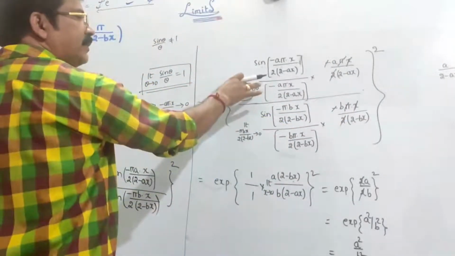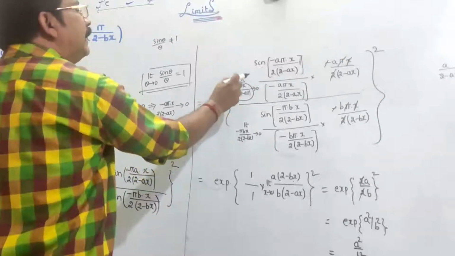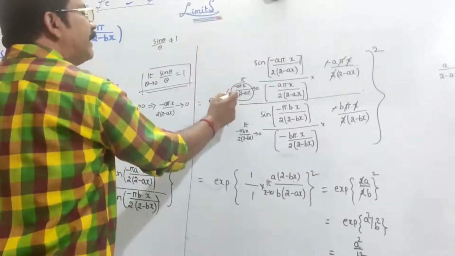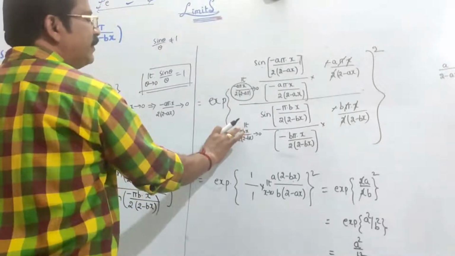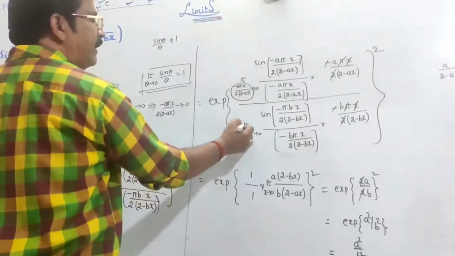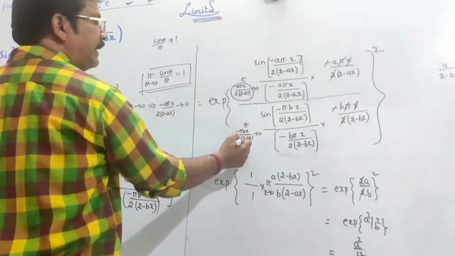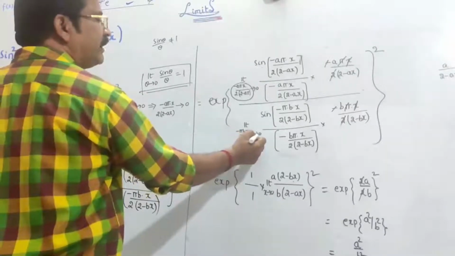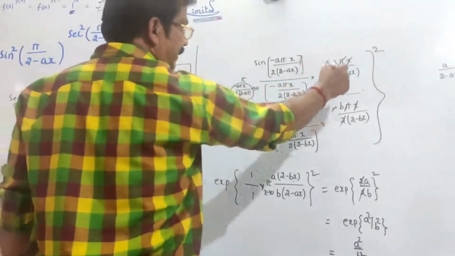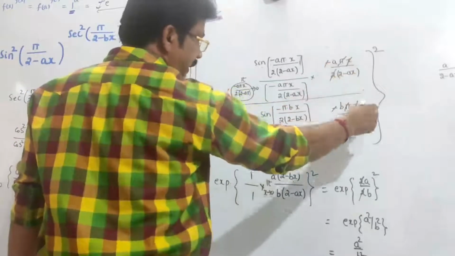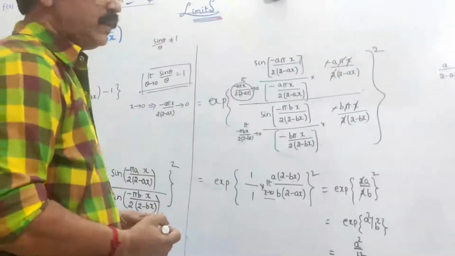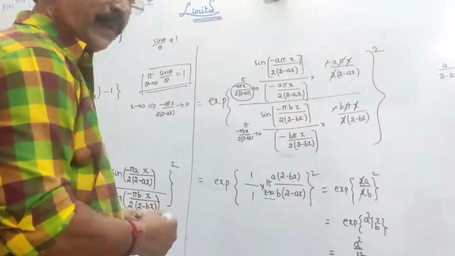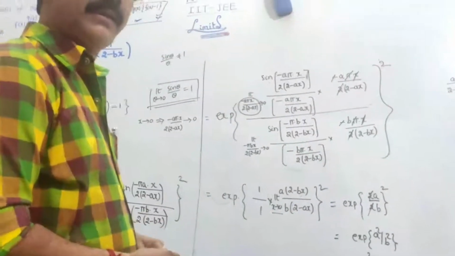For this limit tends to 0, we can write it as limit minus a pi x divided by 2 into 2 minus ax tends to 0. For this limit tends to 0, we can write it as limit pi bx divided by 2 into 2 minus bx tends to 0. For this not necessary because only x is there. That's why I wrote the same. Limit tends to 0. Hence, its answer is e power a square by b square. Hence the problem.